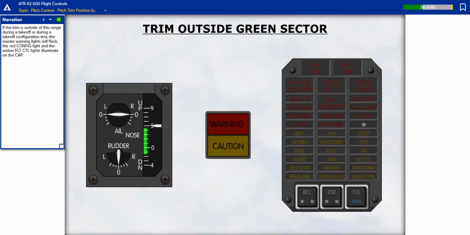If the trim is outside of this range during a takeoff or during a takeoff configuration test, the master warning lights will flash, the red configuration light and the amber flight control lights illuminate on the crew alerting panel.